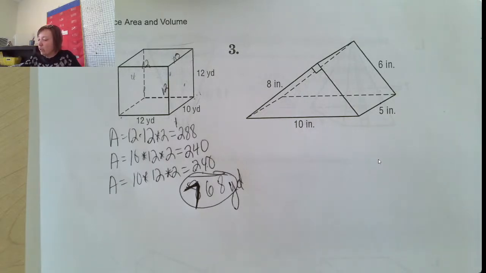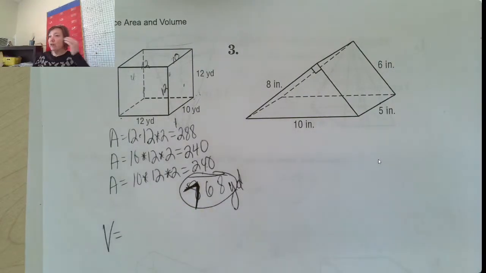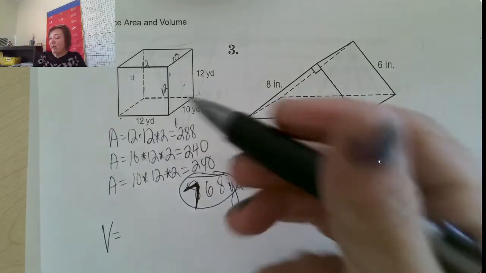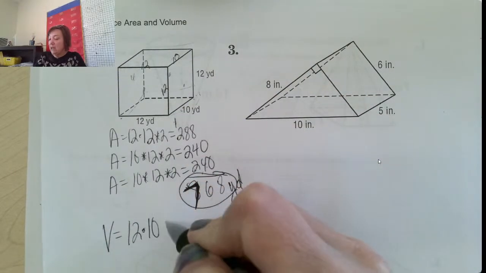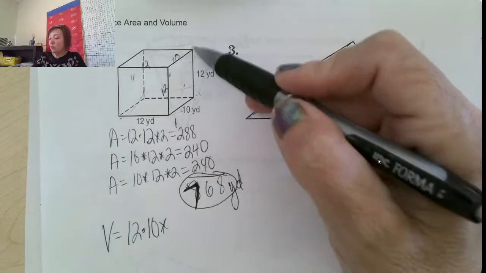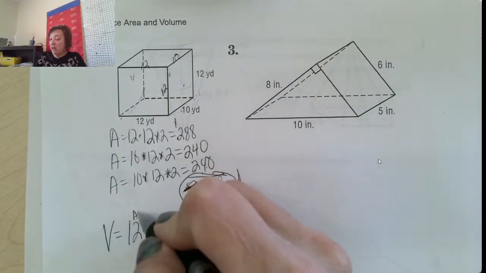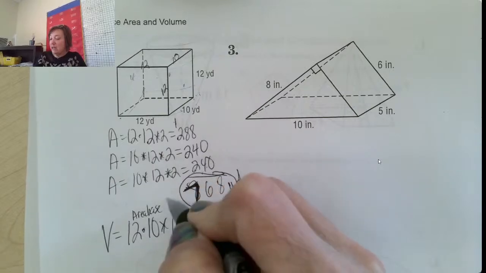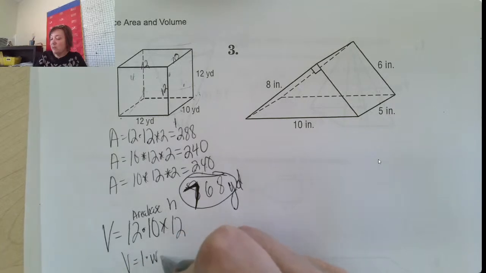Now, if we're going to do volume for that shape, volume for anything is you find the area of your base, whatever that is, and multiply times your height. So if we're going to find the area of this base, that would be 12 times 10, and then we're going to multiply times our height, which in this case is also 12. So this is area of the base, and then times the height. That's all it is. So you memorize this formula of length times width times height, right?